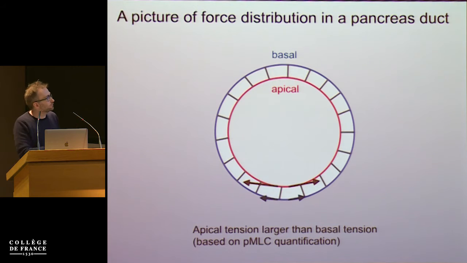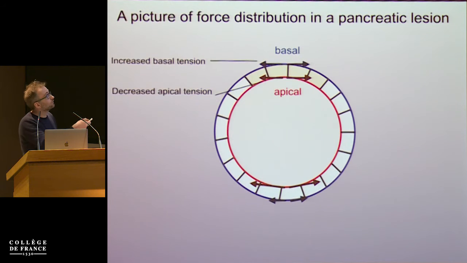Okay, so that gives us the following picture of what happens. This would be a schematic of the cross-section of a duct. The apical side, towards the inside, is under high tension, if we assume that apical tension is related to how much phosphomyosin light chain there is. And then in the transformed cells, there is a modification of the distribution of basal and apical tension, and they become more equal. Okay, and the question is, what is the consequence of this?